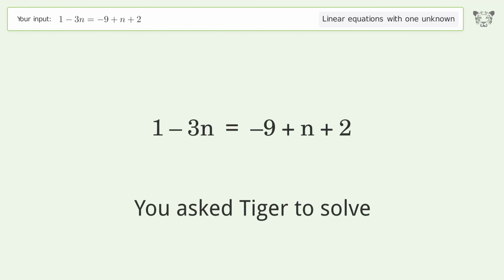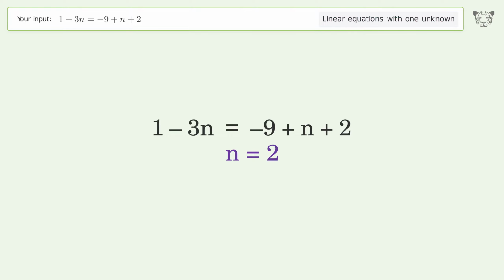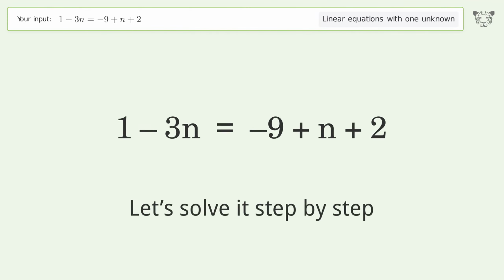You ask Tiger to solve. This deals with linear equations with one unknown. The final result is n equals 2. Let's solve it step by step.